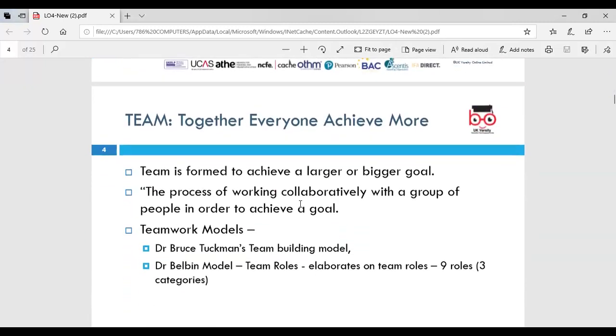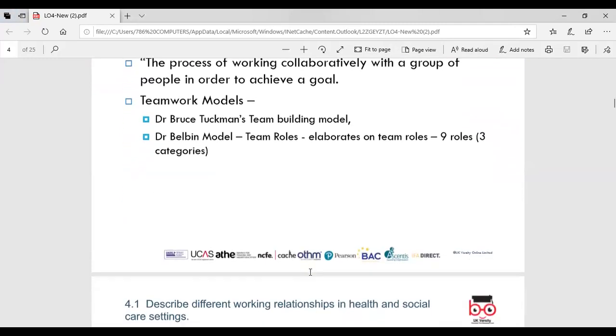This acronym TEAM stands for Together Everyone Achieves More. It's formed to achieve a larger and bigger goal, not only your goal, but the goal of others who are a part of the team. It's a process of working collaboratively within a group of people in order to achieve a goal. Teamwork models are Dr. Bruce Tuckman's team building model, or Dr. Belbin's model, which talks about team roles, the 9 roles in 3 categories.